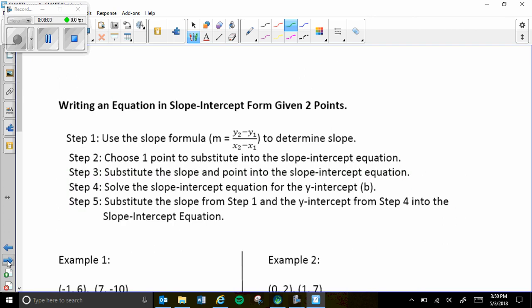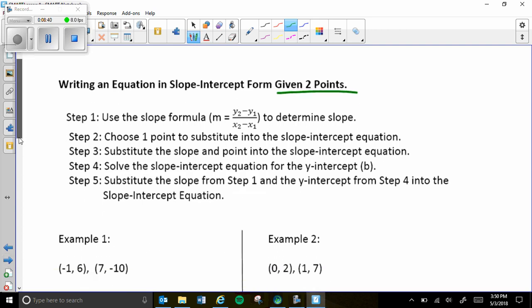So our last section is writing an equation in slope-intercept form, and this time we're given 2 points. So in order to solve problems like these, the first thing we need to do is use the slope formula, which is m equals y2 minus y1 over x2 minus x1 to determine the slope. Then you choose one point to substitute into the slope-intercept equation. So after you figure out the slope, now all you're doing is like what we did on the previous page. You're going to substitute the slope and the point into the equation, solve for b, and then use your slope and y-intercept to write the equation of the line.